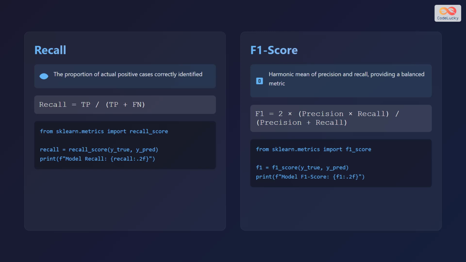Here is an example using scikit-learn. From scikit-learn metrics, import F1 score. Then, calculate F1 using the F1 score function with y_true and y_predicted as arguments. Finally, print the model F1 score, formatted to 2 decimal places.